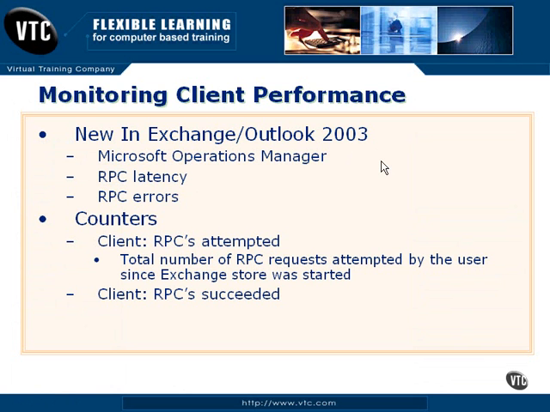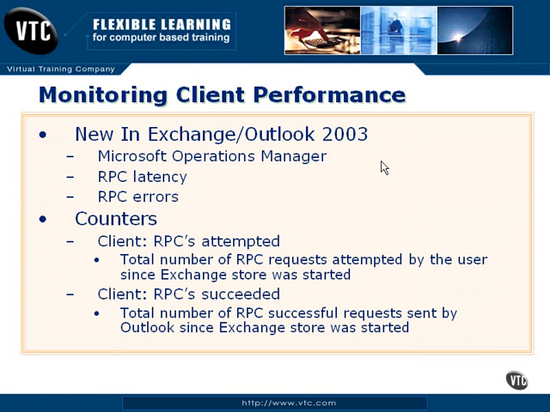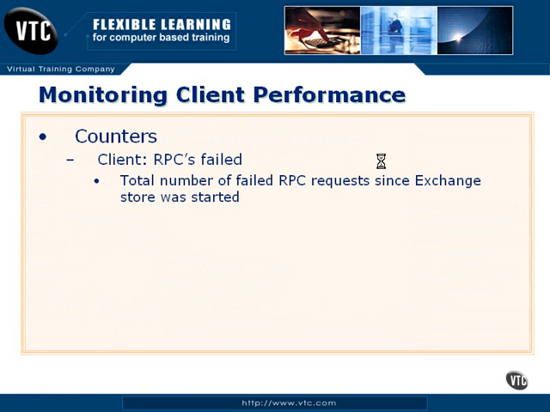Then we can look at the number of RPCs that succeeded. This is the number of successful requests that Outlook has sent up to Exchange since the store was started. The number of RPCs that failed, and obviously this is the total number of failed RPC requests. Now, how does it know that? Because as part of the remote procedure call process, when it fails, it gets an error message back. This is kind of like the error messages that you get in HTTP, for example, the 404 is not found, the 200 is successful, and so forth. Those are there in the background. We can't see them, but this will read them and use them to prepare these counter numbers.